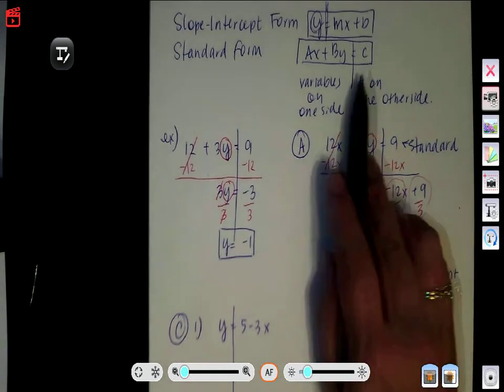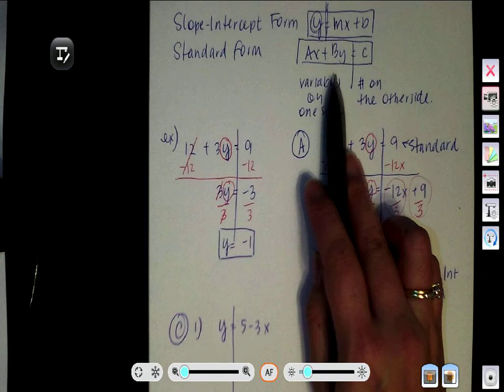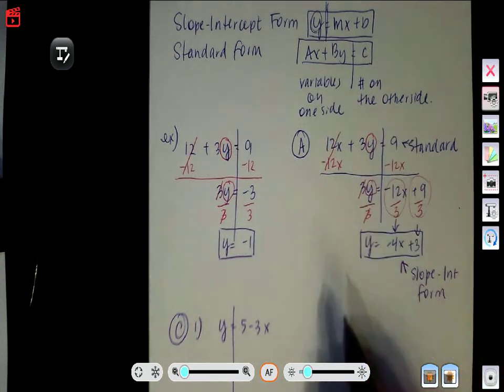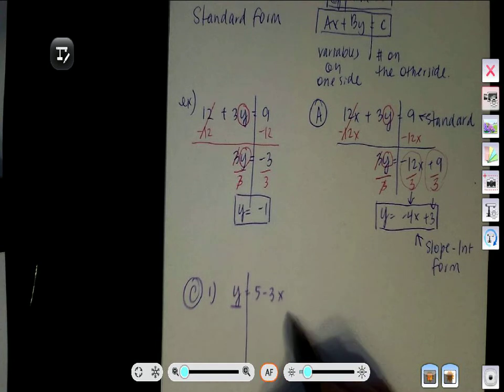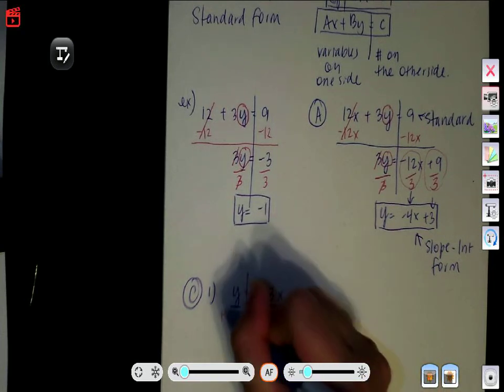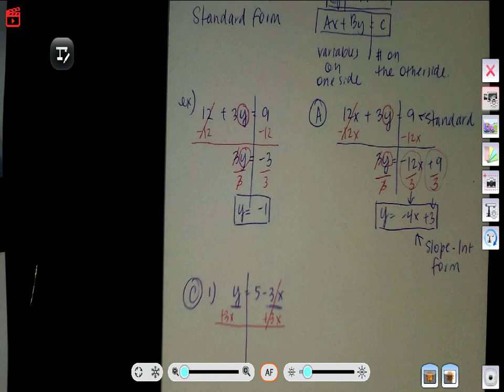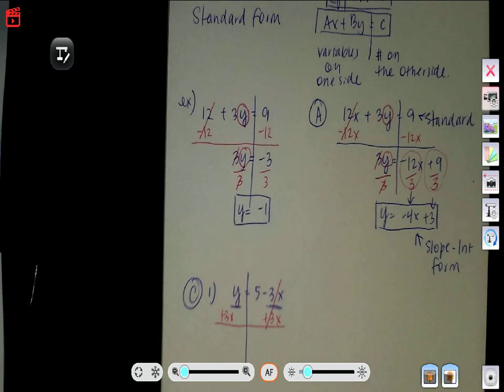So the goal is to collect both of the variables on the left hand side and put the number on the right hand side. Examining what we have right now, I have one variable on the left hand side, but I have another variable on the right hand side, so I should be moving this over. In other words, add 3x to both sides of the equation. Same idea as pouches and coins to move things over.